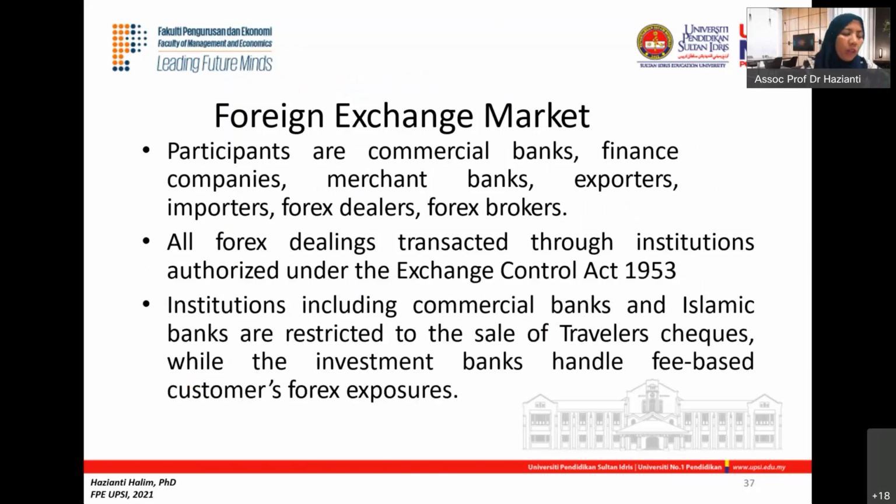So again, participants are commercial banks, finance companies, merchant banks, exporters. Merchant bank ni investment bank, nama lama dia merchant bank, tukar sikit, investment banks, exporters, importers, forex dealers, forex brokers. So kita ada Exchange Control Act, sekarang dah ada, kita panggil Financial Services Act 2013.